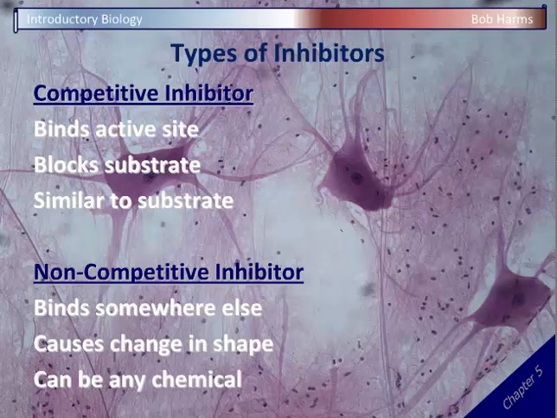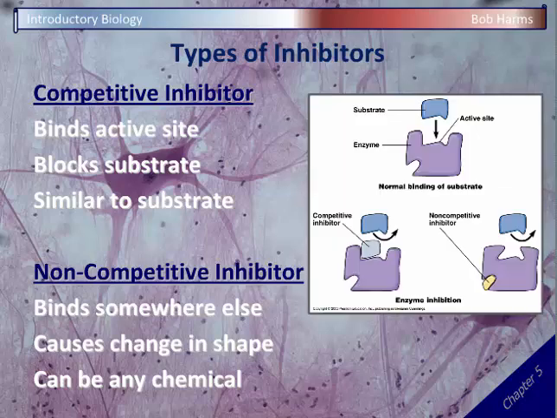And this can be any chemical that binds to the enzyme. It doesn't have to be similar to the substrate because it's not binding to the active site. So if we take a look, here's a typical enzyme substrate model. A competitive inhibitor is going to bind to that active site like we see on the left there and just physically block or get in the way of the substrate.